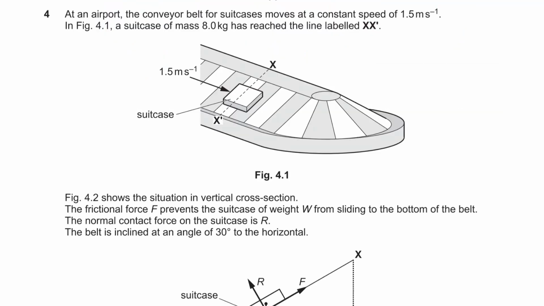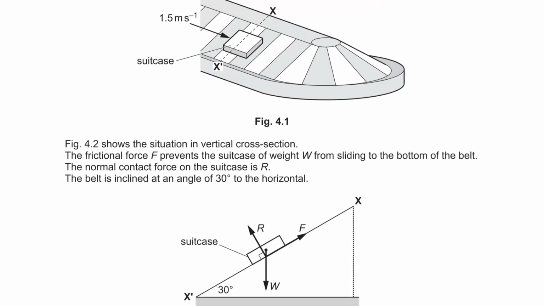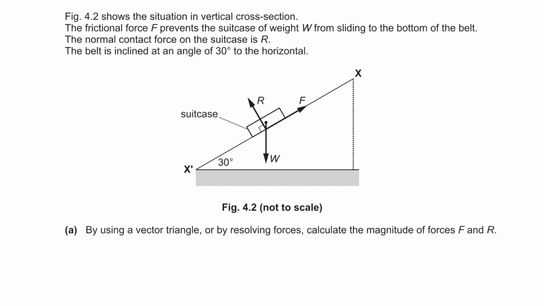We have baggage reclaim conveyor belts. We have a constant speed of that. And we have a suitcase of mass of that. What are we being asked? Oh, okay, we have a slope. Using a vector triangle or resolving forces, calculate the magnitude of forces F and R.